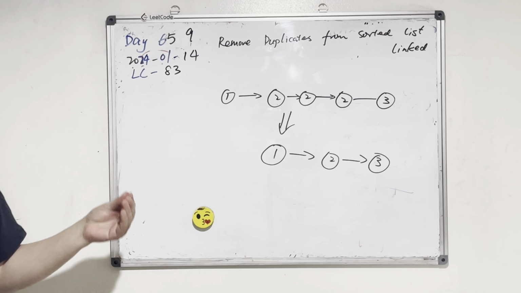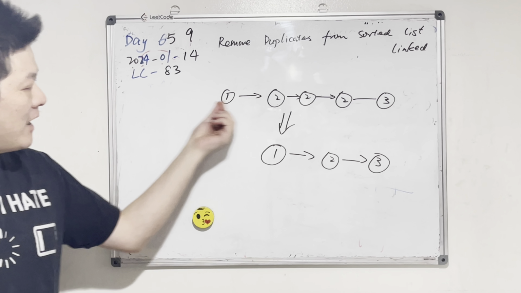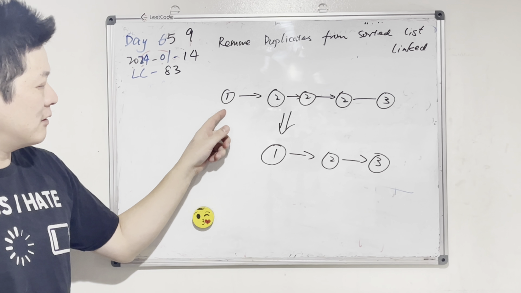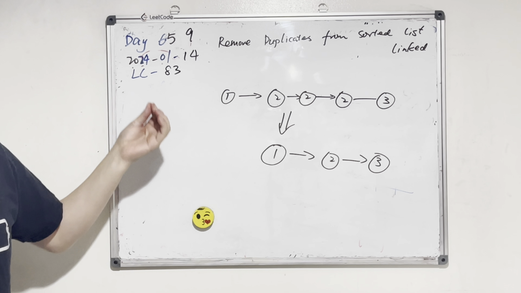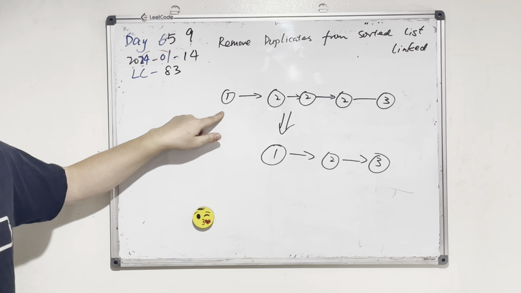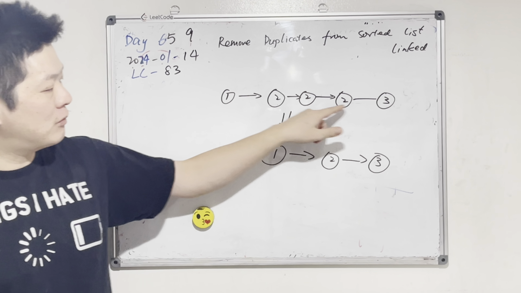Linked list is a data structure. So given this linked list, which has sorted elements, 1, 2, 2, 2, 3, it's sorted, okay? And we want to remove the duplicates. So for example, this sorted linked list, 1, 2, 2, 2, 3, and we want to remove duplicates. Then the result is 1, 2, 3, okay?